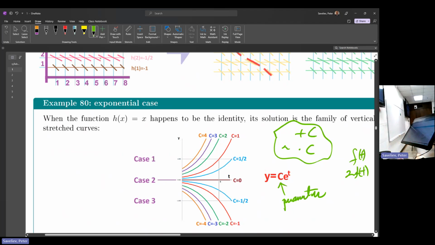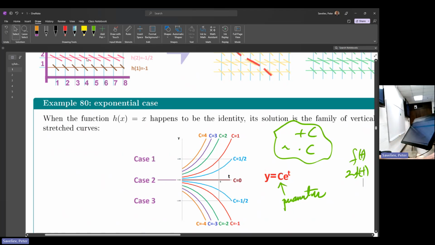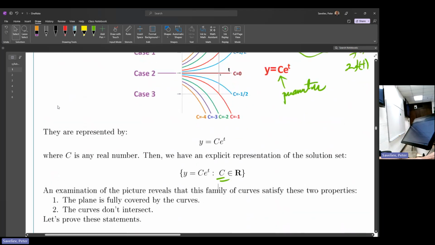So all these exponential functions are just stretched in the vertical direction. Is it sufficient to conclude that this is the family right there? Once again, one parameter: for each c we have a different function. And the questions that we ask are the same.